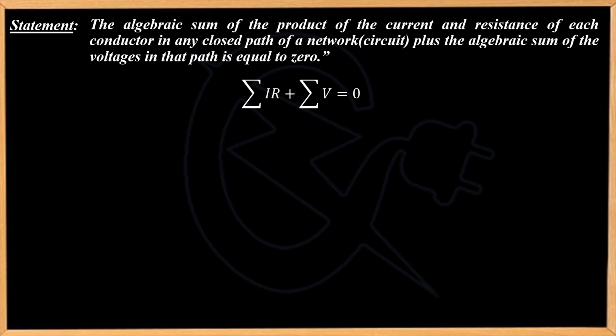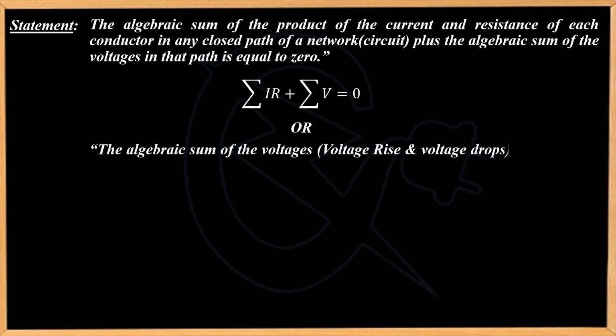Now, IR is nothing but voltage, or we can say voltage drop. So overall voltage is equal to 0. In another sentence, we can write that the algebraic sum of the voltages, voltage rise and voltage drops in a closed path of a network or circuit is equal to 0.